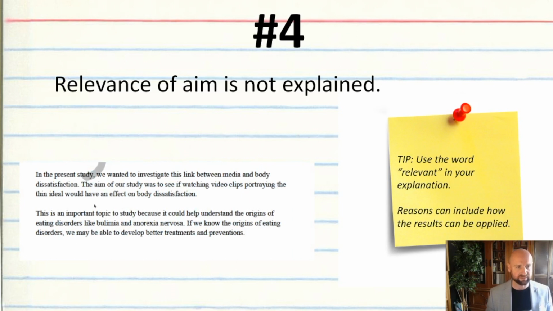Again, taken from my example, this is the aim of my study, how watching the media can influence body dissatisfaction. And then here I've got a separate paragraph where I give the explanation. Now, I've put important topic. I could have said this is a relevant topic because, so that would have probably been better. And I'm saying, if we understand the origins of eating disorders, then maybe we can find better treatments. Now, you can see why this would be an unethical study to actually do for your IA, because it's about eating disorders, and so we don't really want to do that kind of thing, which is exactly why I chose it as an example. So, explain the relevance of your aim in your introduction.